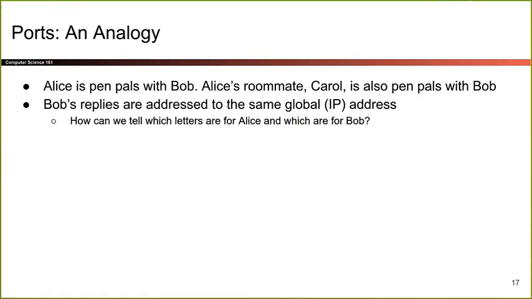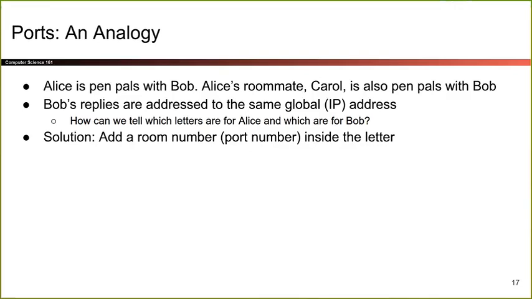That's a problem. So how do we tell what letters are for Alice or what letters are for, I shouldn't say Bob, I should say Carol? How do we tell who's who? Is this for Alice's room or is this for Carol's room? This is what ports are for. You can think of them as room numbers, right? A building or a house or an apartment could have different people living inside of it, different rooms inside of it. And so not only do I have to address the letter to a certain house or a certain address, I also have to address this letter to the correct room so that it reaches the correct recipient.